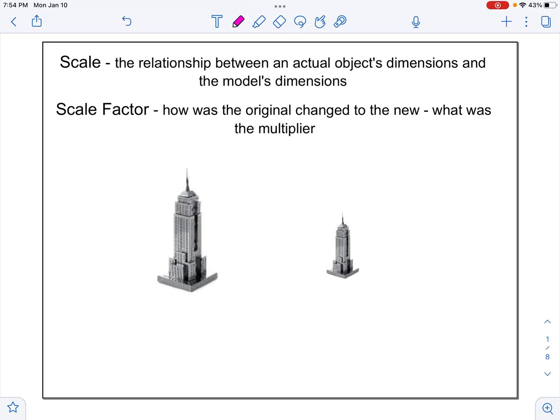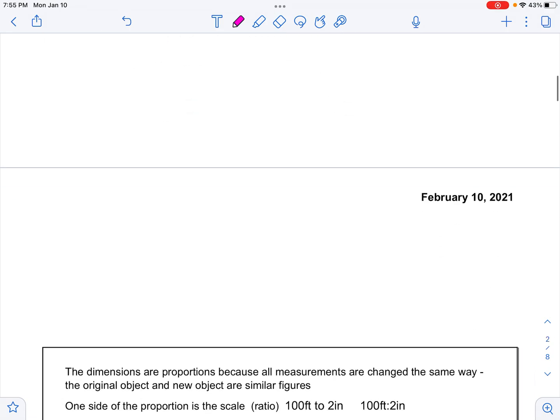And a scale factor is how you changed that original to the new model. So sometimes you can take something that's small and make it larger, or sometimes you can take something larger and make it smaller. So the scale factor is how you changed that from the original to the new one. And we're going to use proportions to figure these things out.